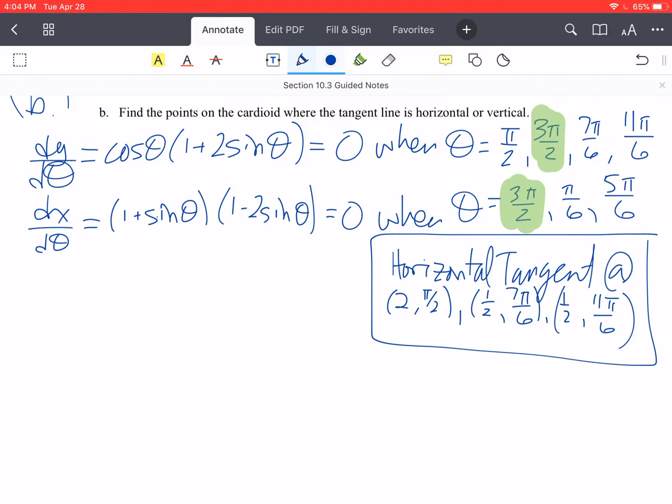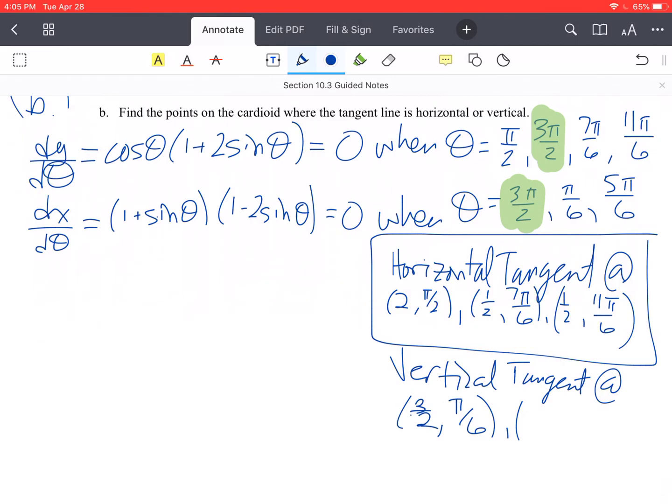Okay, and then our vertical tangents are at, again, we'll put the 3 pi over 2 on hold for a second, but that's going to be at 3/2 comma pi over 6 and at 3/2 comma 5 pi over 6. Okay. There's that symmetry showing up there. So those would be our vertical tangents.